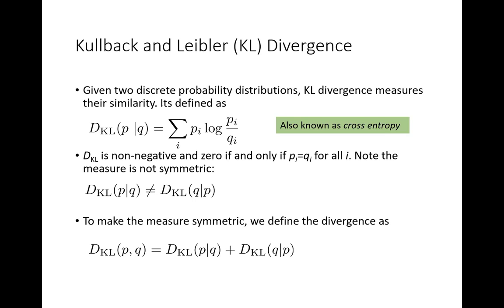So KL divergence says, all right, the divergence between P and Q, or given Q, the divergence for P, is given by this expression: sum of p_i log p_i divided by q_i. All right. This is also known, as I said, as cross entropy. All right. You can see that this is non-negative and zero if and only if p_i is equal to q_i for all i values. All right. Otherwise, it's not equal to 0.